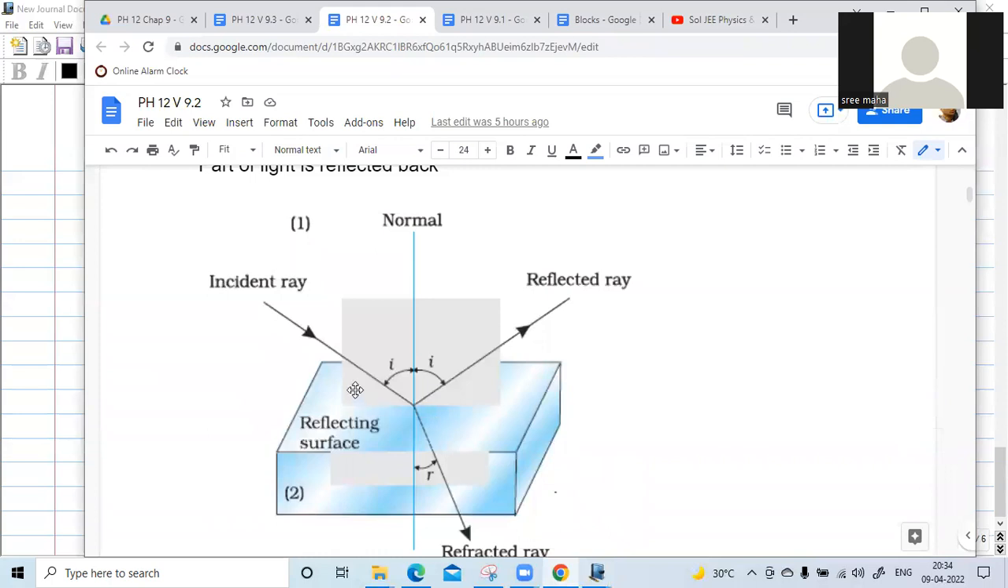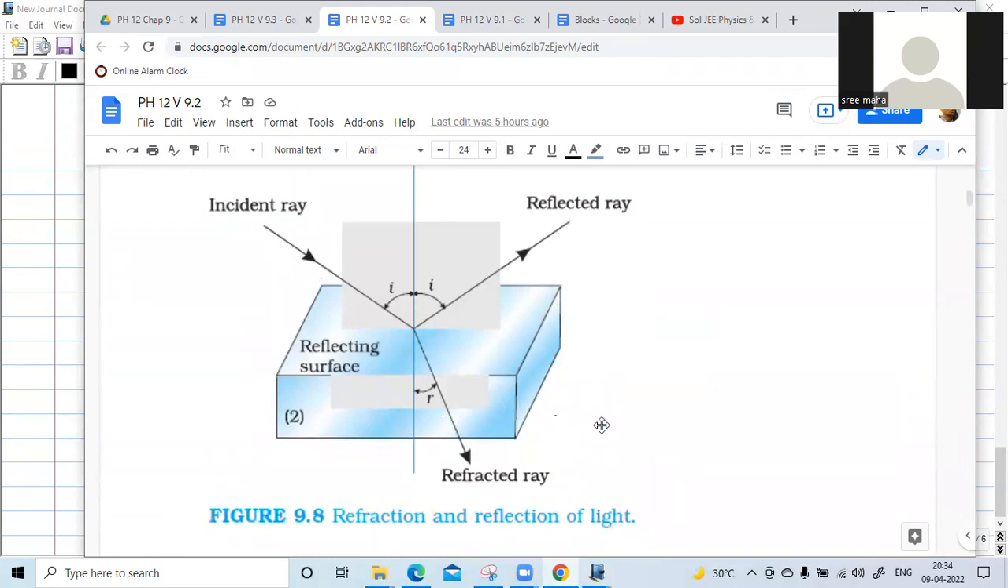What is the velocity of light in air and the velocity of light in glass? How are they related? Which one is more? Velocity of light in air is more, or velocity of light in glass is more? Air is more. So if it is denser, the speed will decrease. That can be related to the fact that the angle is lesser. So if it is moving slower, it has to travel a shorter distance.